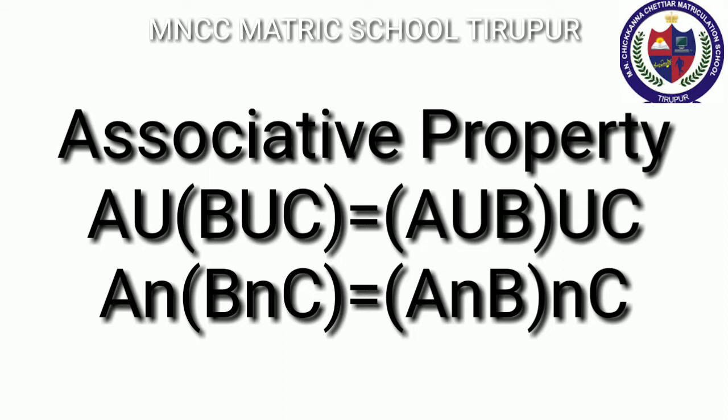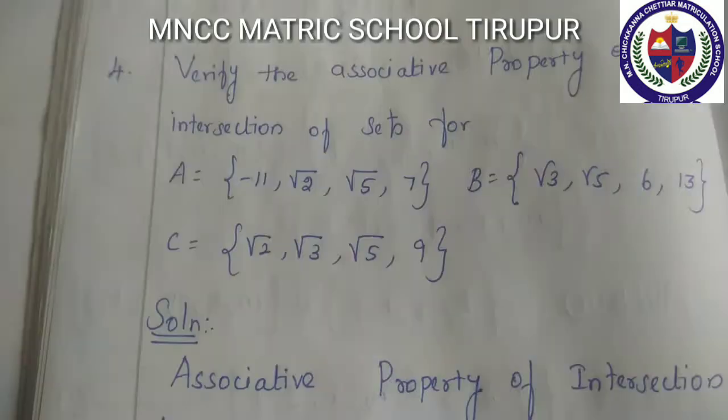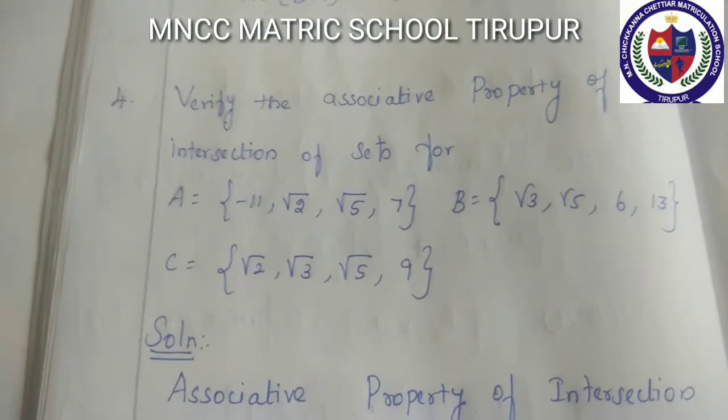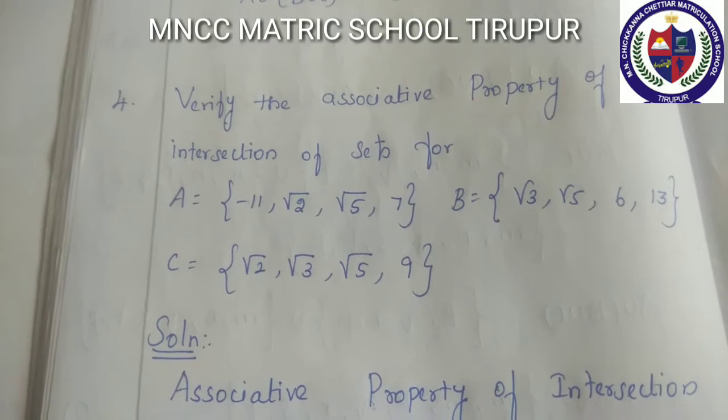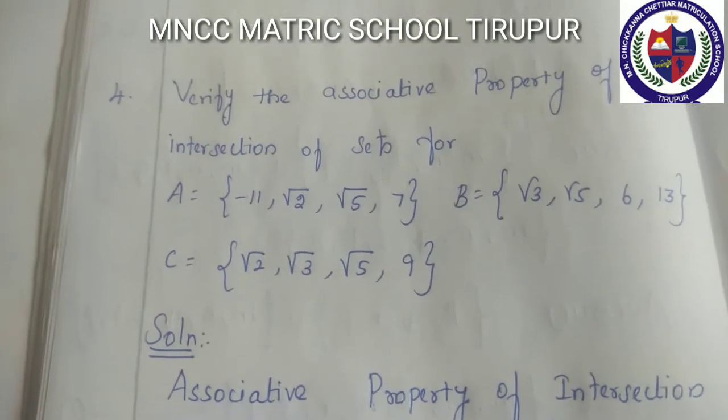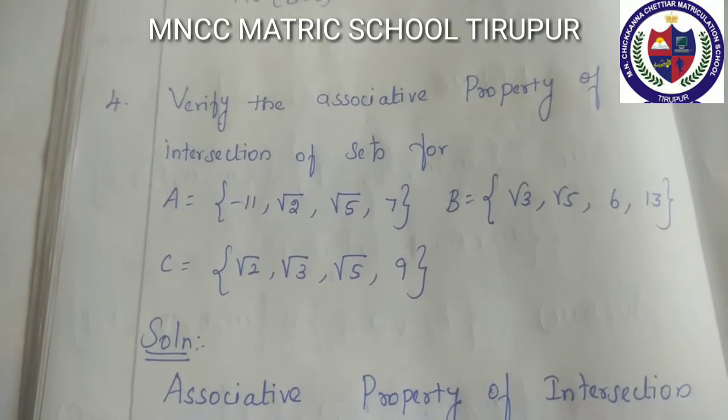Associative property formula, union: A union (B union C) is equal to (A union B) union C. Intersection formula: A intersection (B intersection C) is equal to (A intersection B) intersection C. You have seen the first three sums in the previous video. This is the continuation of the same exercise.